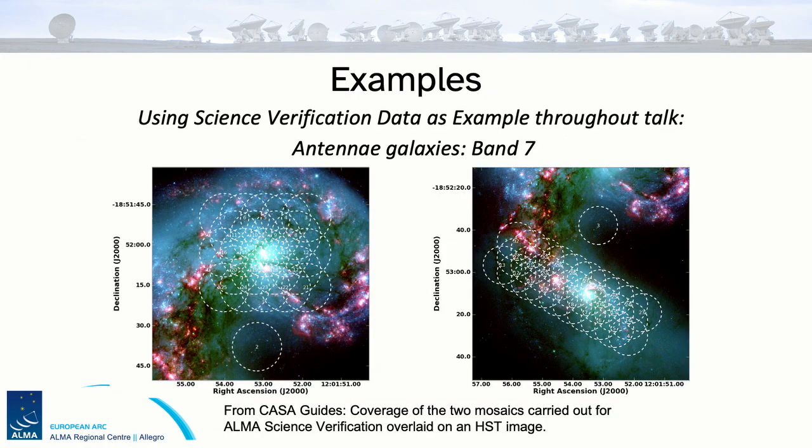Throughout the talk, I will be showing examples using the Science Verification Band 7 observations of the Antennae galaxies of the CO 3-2 line. Shown on this slide are the two mosaics of the Antennae, divided into the northern mosaic on the left and the southern mosaic on the right. Today, I will mainly be working with the northern mosaic.